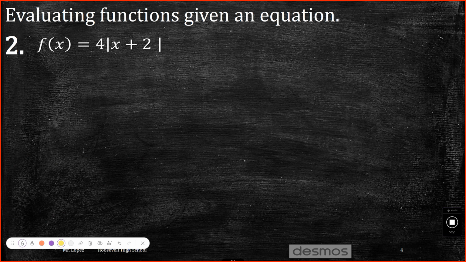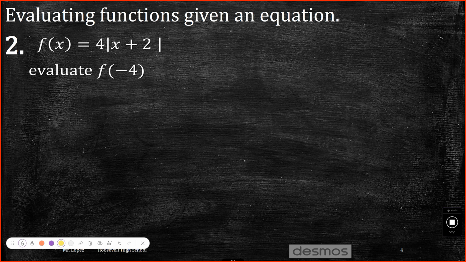Okay, a lot of times they're not going to give you a graphical representation. They're just going to give you a function. So we got this function. It says evaluate. So how do you evaluate functions given an equation? Well, here's a given equation right here. f of x equals 4 times the absolute value of x plus 2. And it's asking you to evaluate f of negative 4. I don't think you want to graph and then evaluate. I think that would take too long. I think you would just want to plug it in and get an answer.